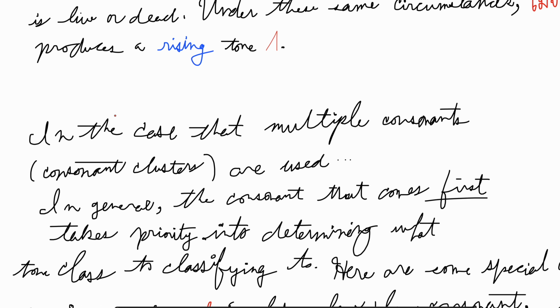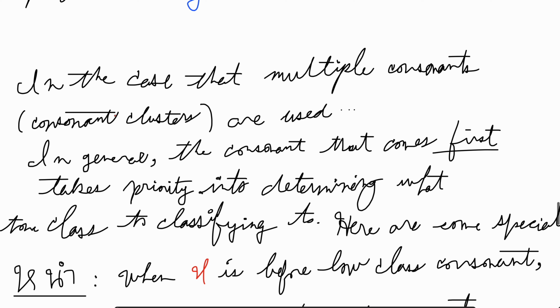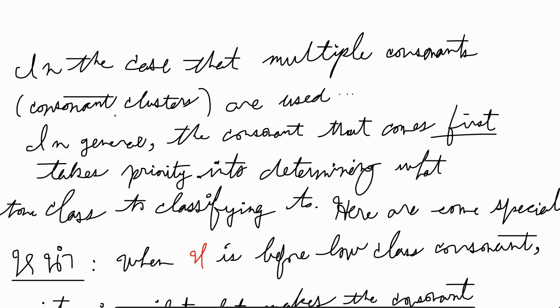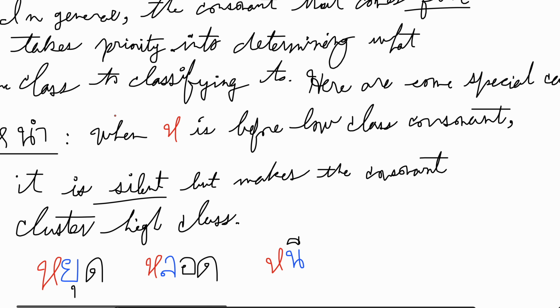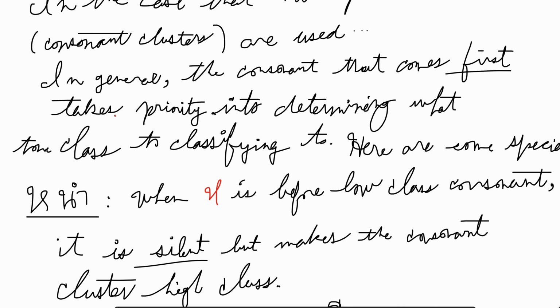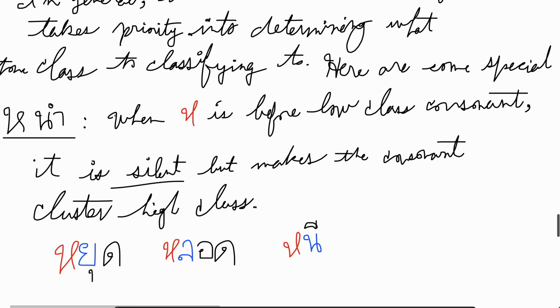So in this case, multiple consonants are used, because sometimes you get consonant clusters in Thai. If you get different consonant clusters in Thai, usually a good rule of thumb is to focus on the consonant that comes first. That is the class that you want to take. Because if there are two consonants of two different classes, always take the one that goes first. And there are two scenarios that exemplify this rule of thumb.